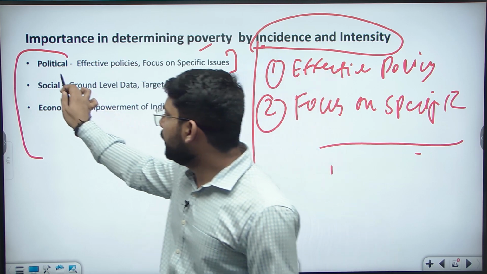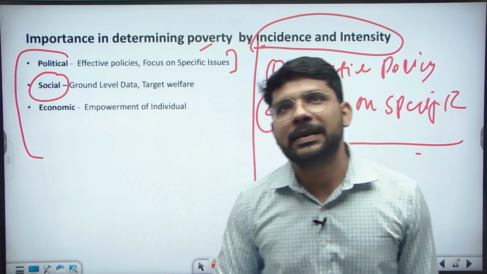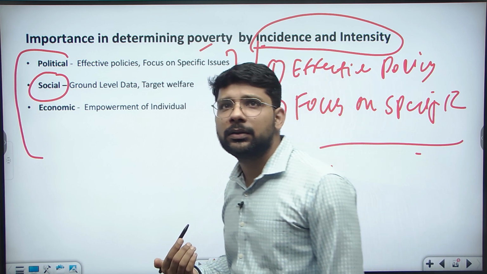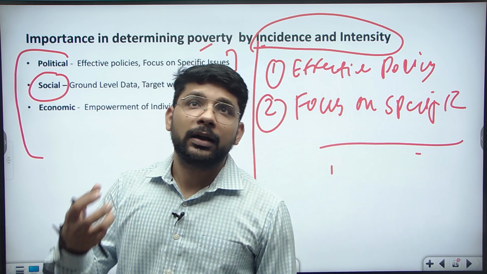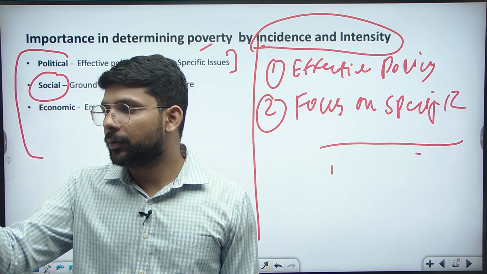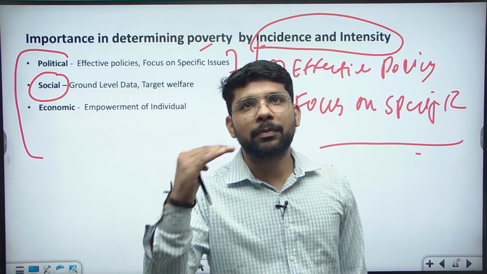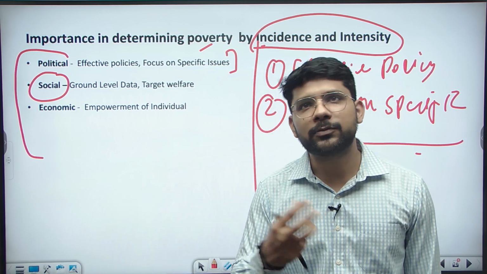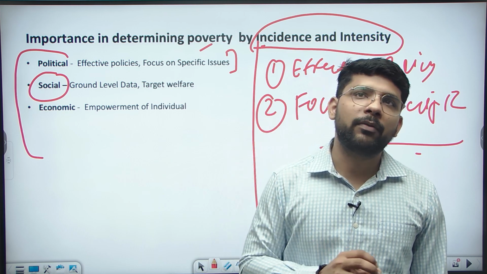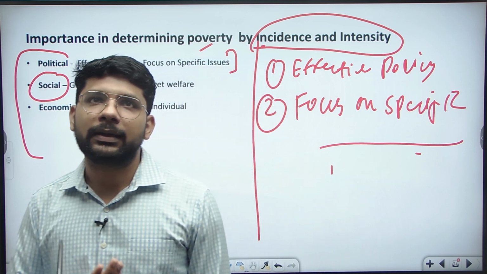In the second level, in the social, we need to focus on ground level data. At ground level, what is the situation? How much percentage of the population is under poverty? Under which age group? How many in the age group between 40 to 60 are under poverty? What are the children's rates of malnutrition and stunted growth, how much percent of children? So what is the ground level data related to poverty that is required for focusing on the poverty level?